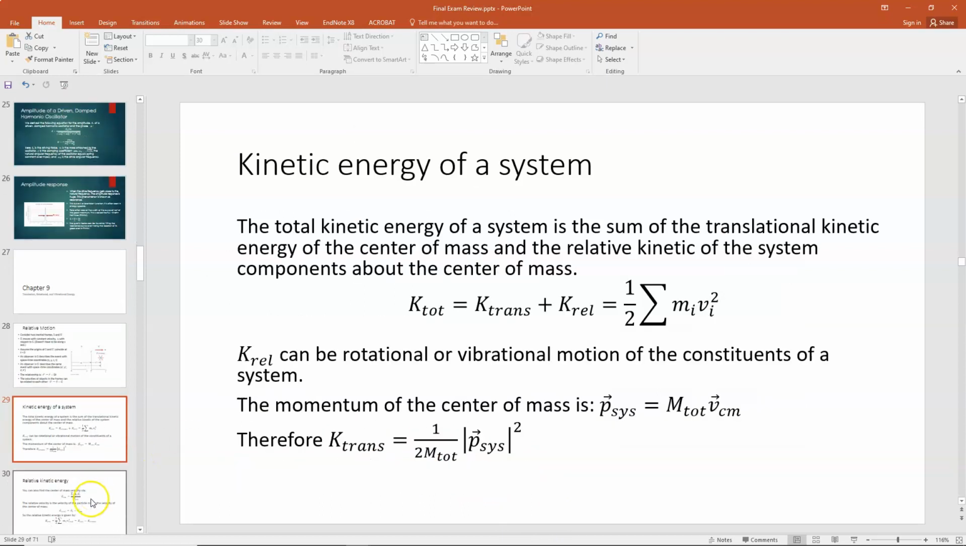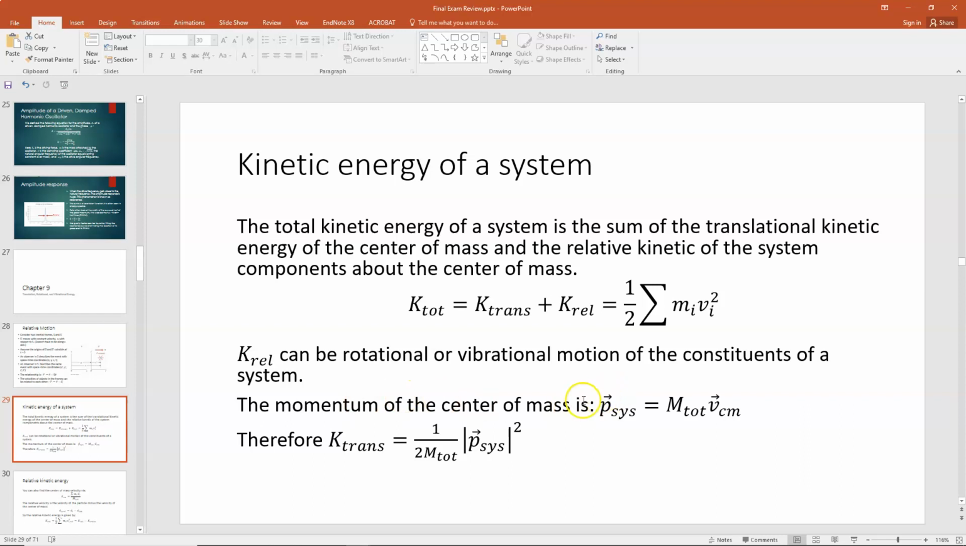The total kinetic energy of a system is the sum of the translational kinetic energies about the center of mass and the relative kinetic energy of the system's components about that center. So your center of mass motion, kinetic energy of that, plus the motion about the center of mass. So your total kinetic energy, K tot, is equal to K trans plus K relative, which would be the sum of 1/2 times the sum over m_i v_i squared, where m_i are all the little masses and v_i is their respective velocities. Now, K relative can be either a rotational or vibrational motion of the constituents of a system.